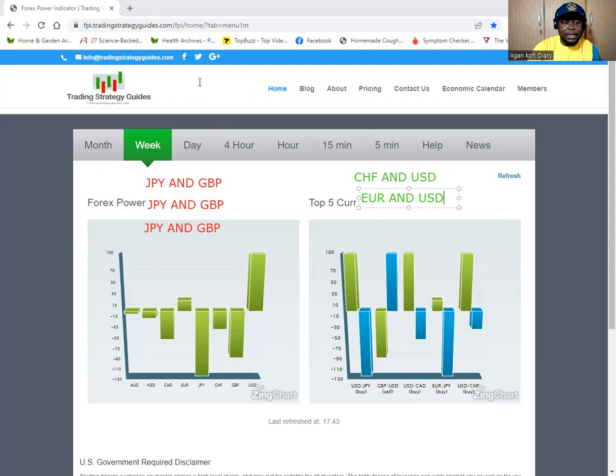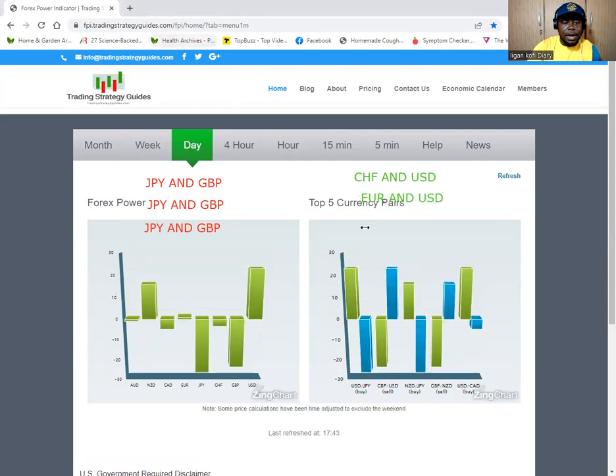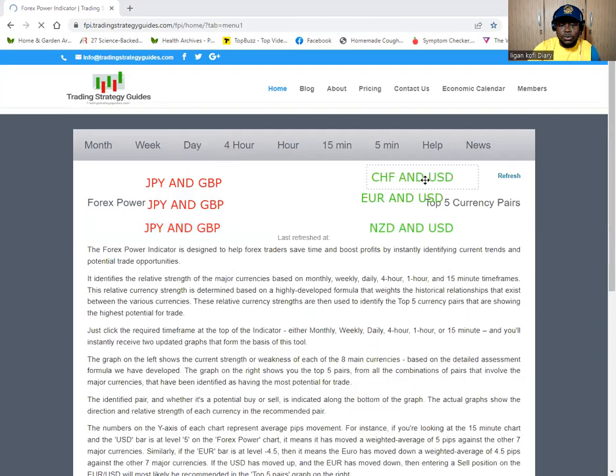And then on the daily, let's see what we have. On the daily, we have NZD and USD. Okay, now I'm sure you can all see what I'm seeing. Let me arrange these ones also nicely.